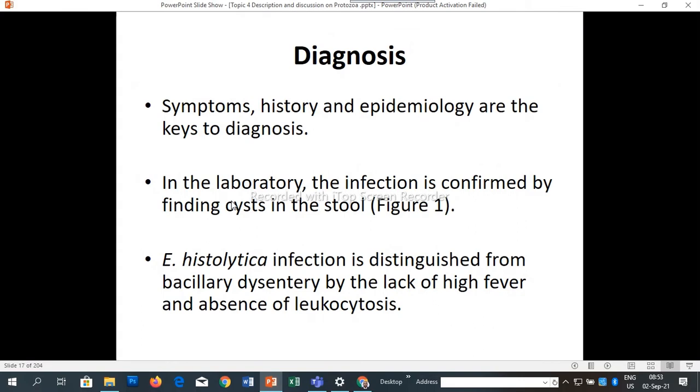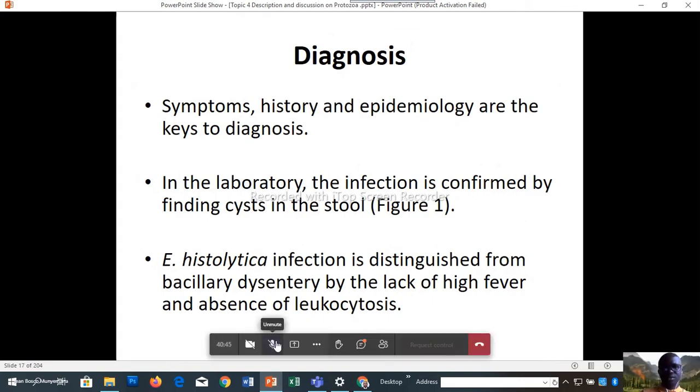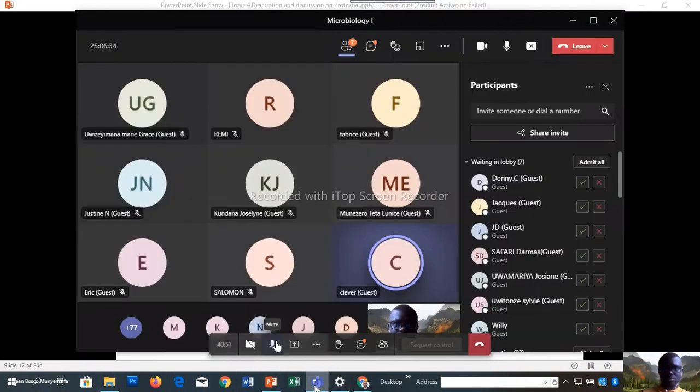So we diagnose this by symptoms, history, and epidemiology. About appendicitis, last time I told you the meaning of -itis. Itis means inflammation. So appendicitis is inflammation of the appendix.